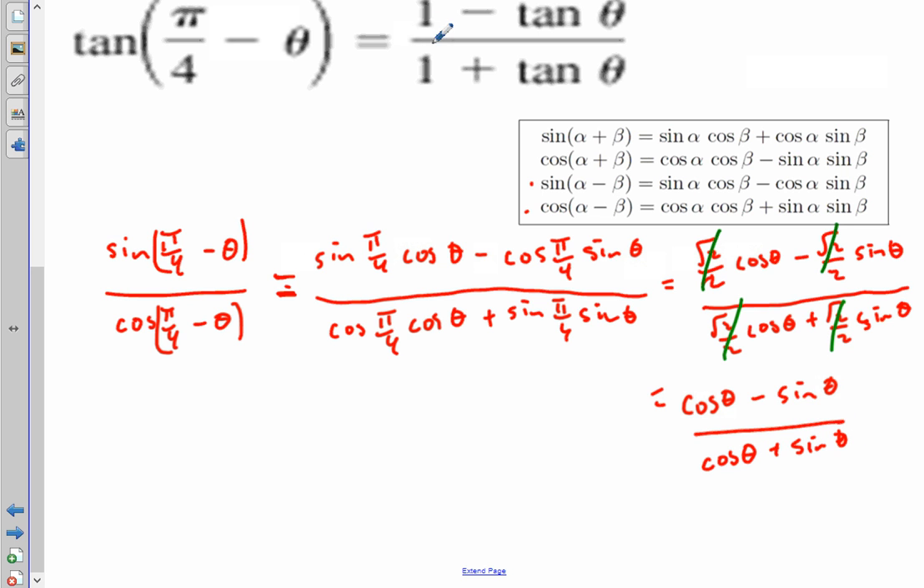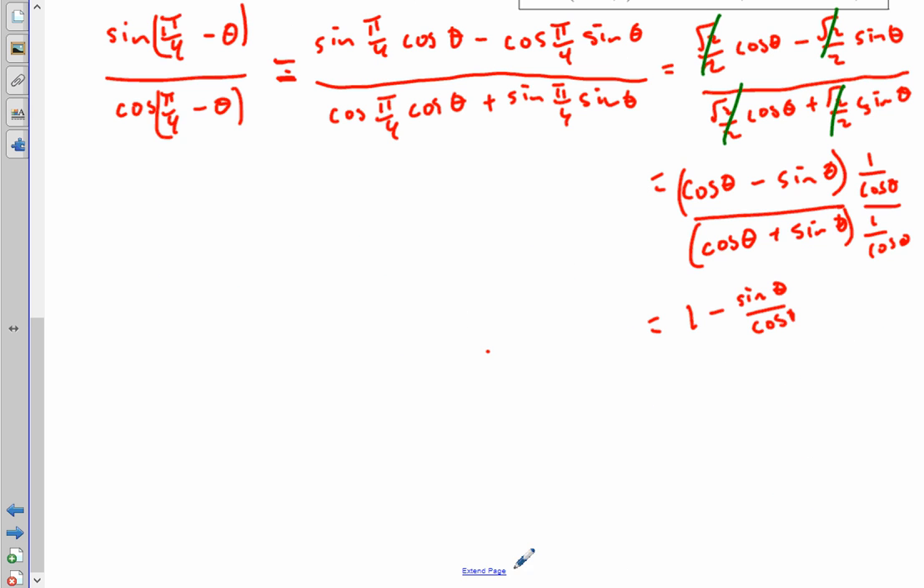Since we are trying to get ones right here, I'm going to multiply top and bottom by 1 over cosine. Why are we doing that? So we can make this a 1 on both sides. Distribute that through, and guess what we have, my friends? Yep, 1 minus sine over cosine on top, and on the bottom we have 1 plus sine over cosine, which we know is actually the answer we're looking for, 1 minus tangent of theta over 1 plus tangent of theta.